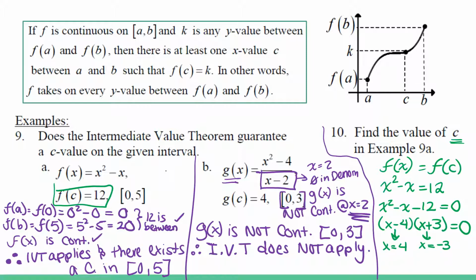Now we're almost done here. The one thing we have to consider is that it can only be one of these, right? Which c value is going to work? And to figure that out, we look back at our interval over here. Our interval told us that it had to be between 0 and 5. So x equals negative 3 is not between our interval 0 to 5. So it's not an answer. It's got to be x equals 4.